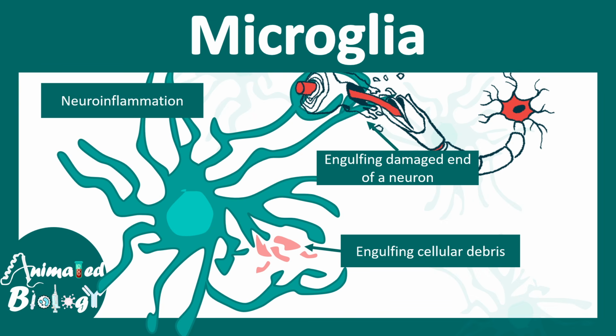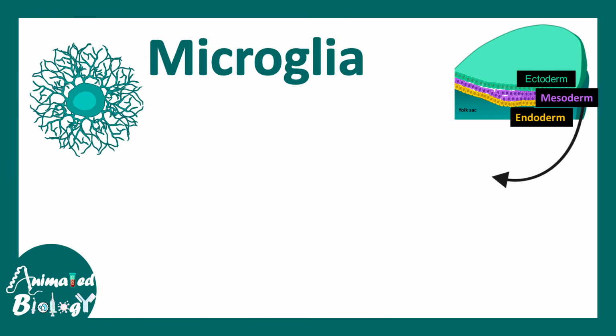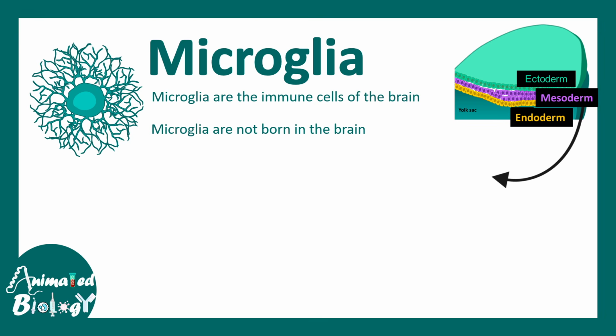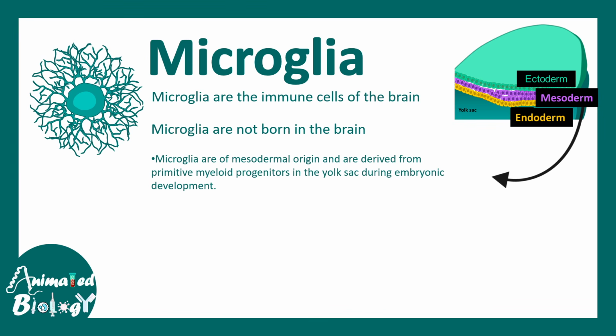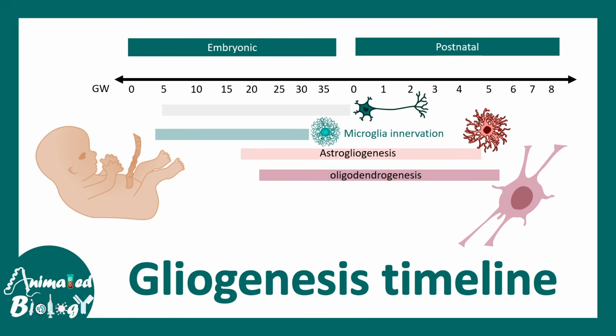Now let's talk about the microglia, which are immune cells inside the brain. So microglia have a diverse set of functions in the brain. Microglia are immune cells which are not generated in the brain. They are generated elsewhere and they migrate to the brain. So obviously they are mesodermal derivatives. They are generated from the primitive myeloid progenitors present in the yolk sac during embryonic development, and they innervate the brain early during brain development.